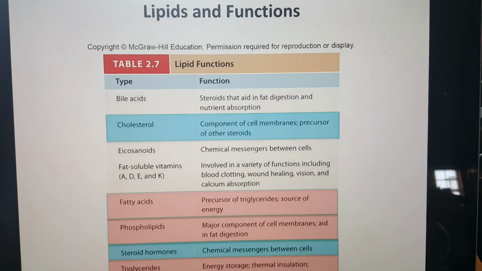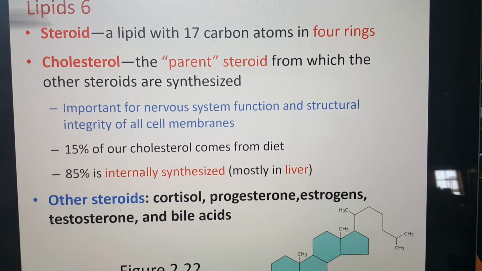Okay, I think this is the last section on lipids. So we have cholesterol, so the stuff you get from eggs or other animal meat products. That is considered the parent steroid, where we can make other steroids. So, for example, your estrogen, your testosterone, those different types of hormones, bile acids that help to break down your fats. All of those are made from cholesterol.